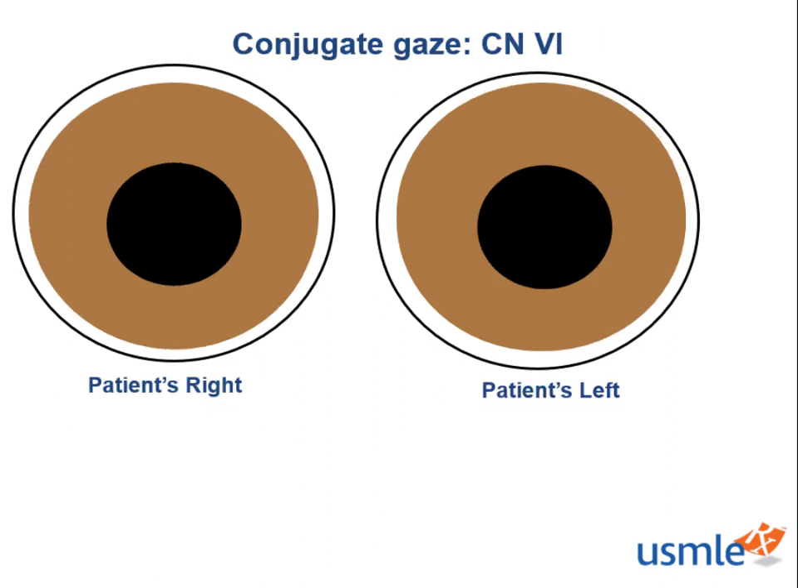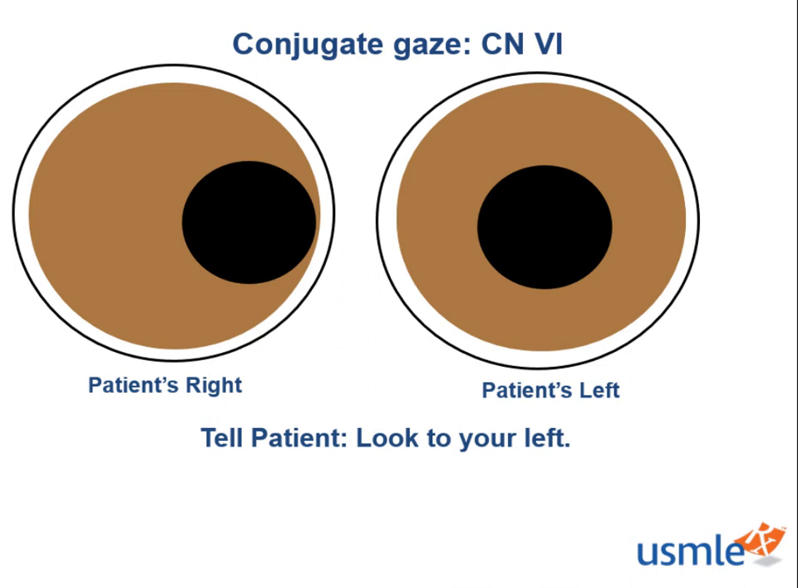Cranial nerve 6, abbreviated CN6, also plays an important role in conjugate gaze. For example, let's tell the patient to look to their left. Then we will see this. This finding suggests that something is wrong with the patient's left eye, as cranial nerve 6, the abducens nerve, is not able to activate the lateral rectus of the patient's left eye to enable that eye to look to the patient's left. Cranial nerve 6 is called the abducens nerve because it abducts the eye via the lateral rectus muscle.